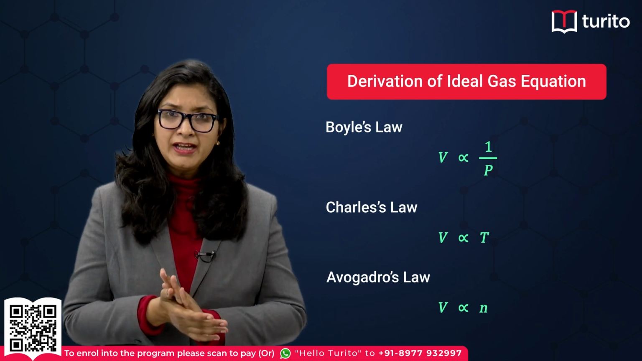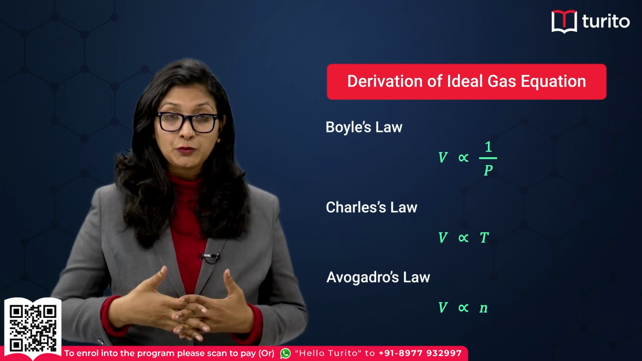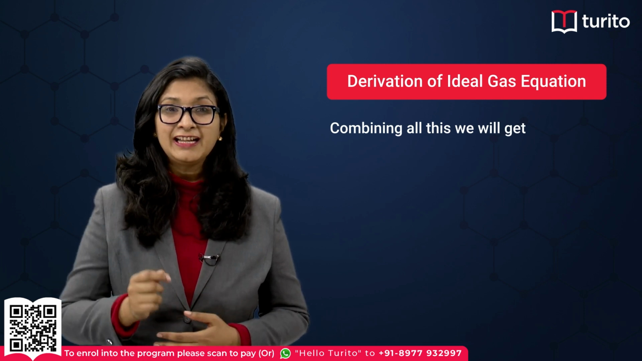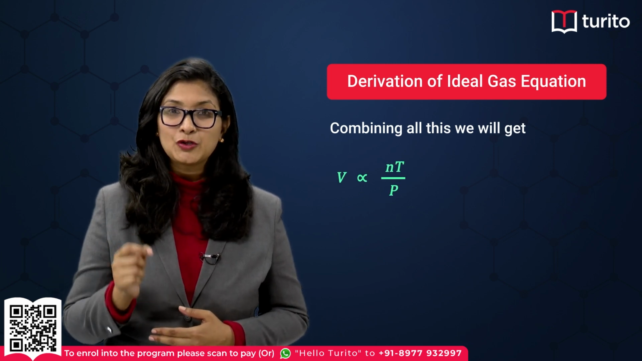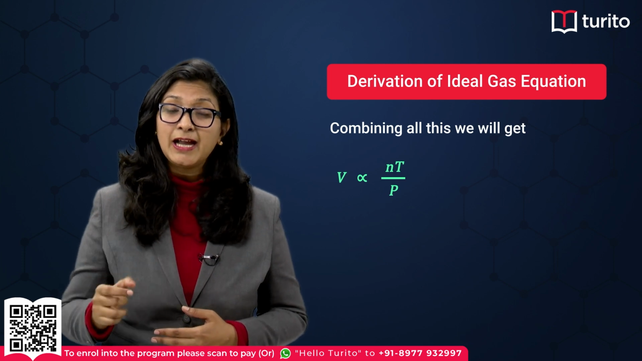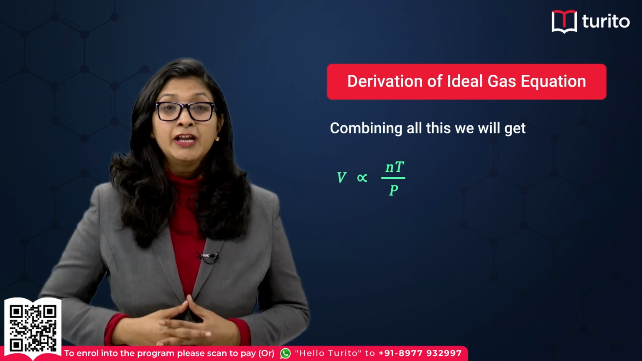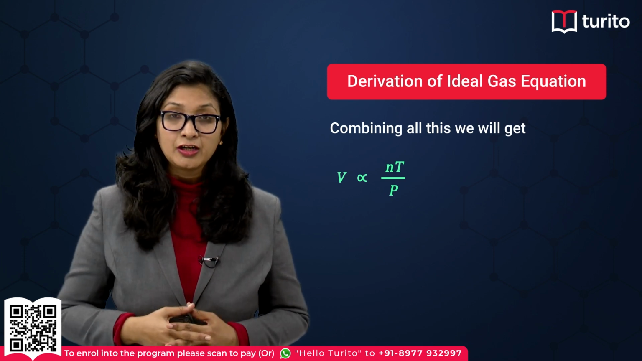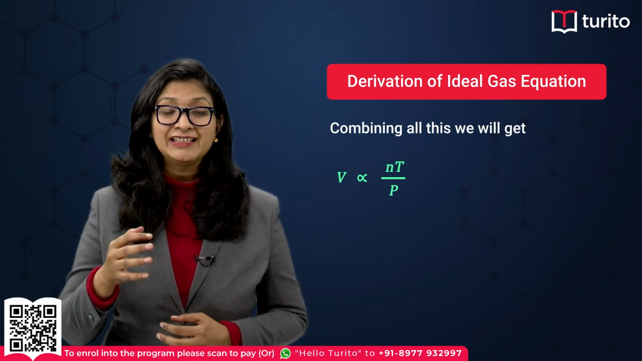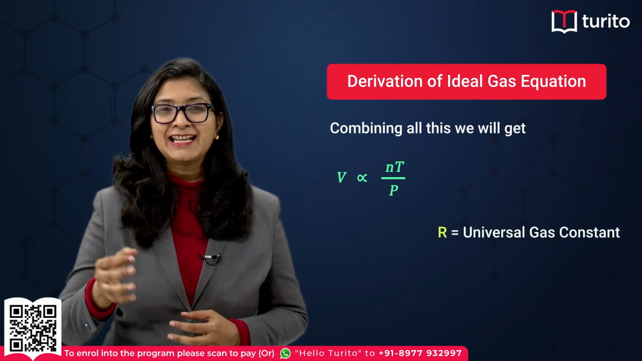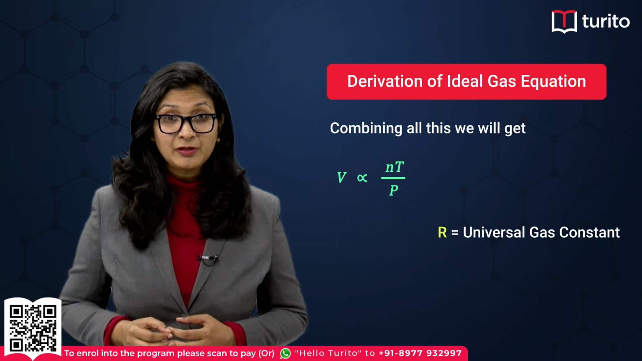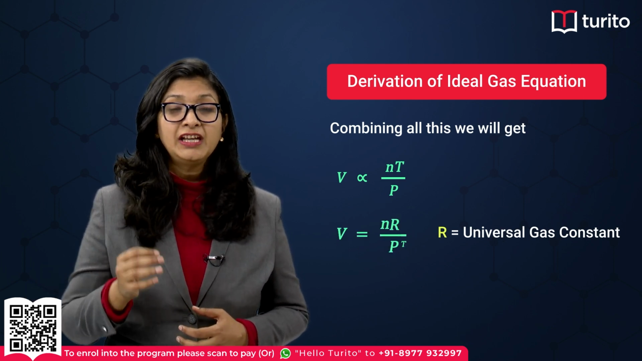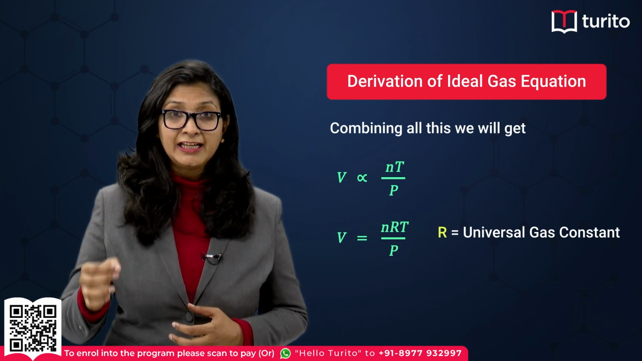Now, as over here everything is proportional to V, let us combine all these laws. What will we get? We will get V is directly proportional to nT by P, correct? Now, in order to remove this proportionality sign, I have to add a constant. What is that? That constant is nothing but the universal gas constant, and it is represented by R. So if I do that, what will I get? V is equal to nRT by P.